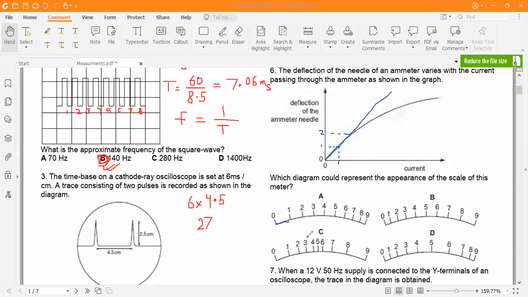But now the thing is, our graph is not linear. The deflection is increasing with current, but it is non-uniform. At first you will see the deflection is increasing very quickly. So from here to here, there was this much increase in deflection, right? So at the start, the deflection is more. But if you consider the change in deflection between this and this point, the change is very little, like only this. So the deflection is decreasing.